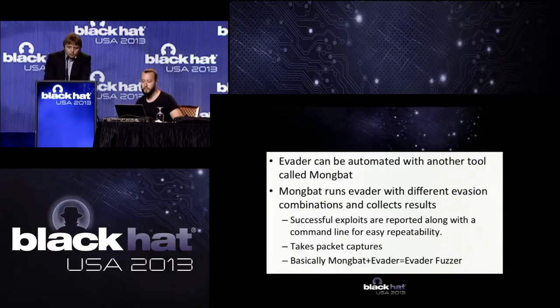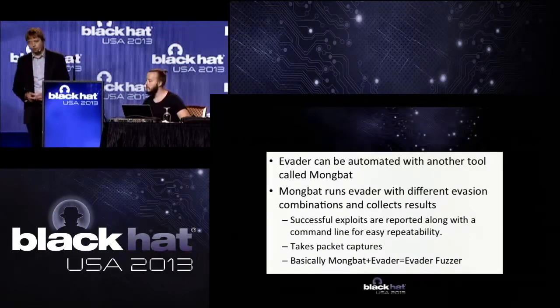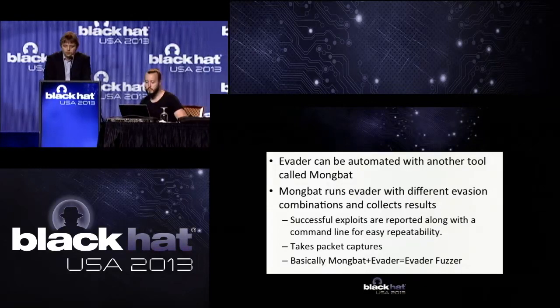And so the evader tool, we can automate the evader tool. There's another tool we call Mongbat. Mongbat is just a script that runs the evader in a loop, and every time it runs, it randomizes different evasion combinations. It runs in a loop until we find a working evasion, and then it will give us the shell. With Mongbat, all the successful exploits and successful evasions are reported, and we will get the exact command line that was actually used to generate that evasion. We will have a PCAP. So basically, the Mongbat and evader combination is an evasion fuzzer.